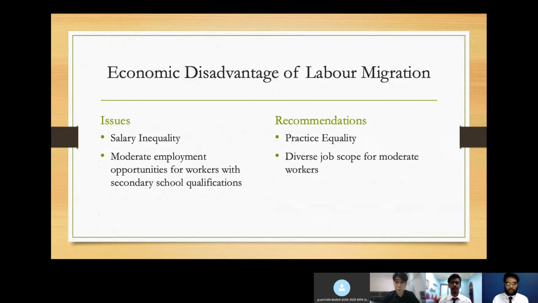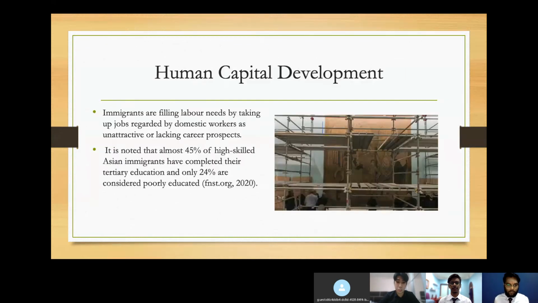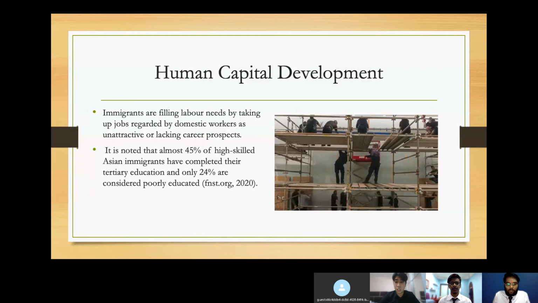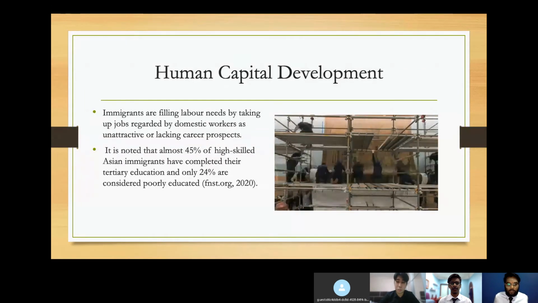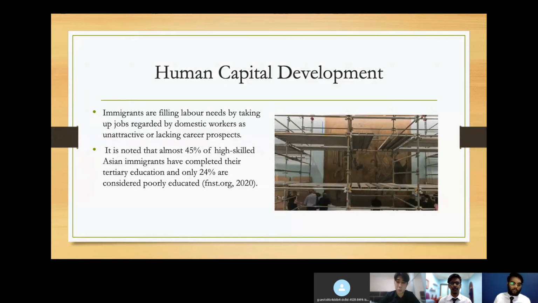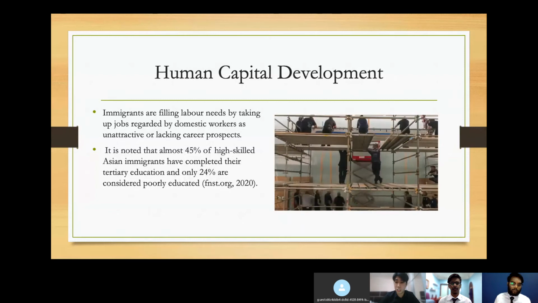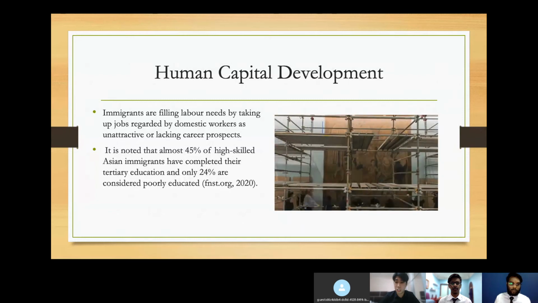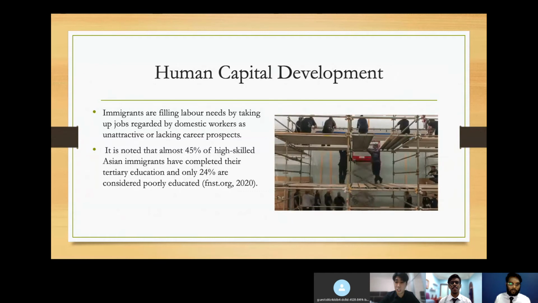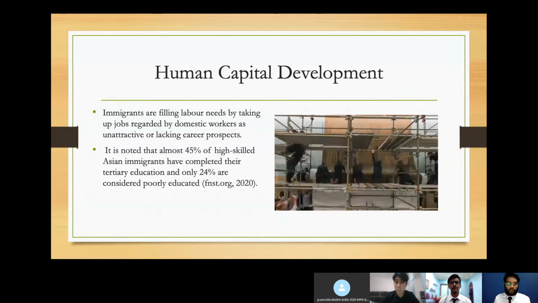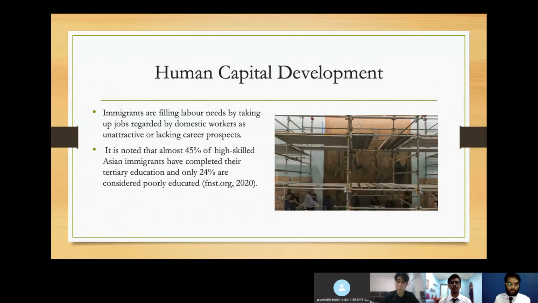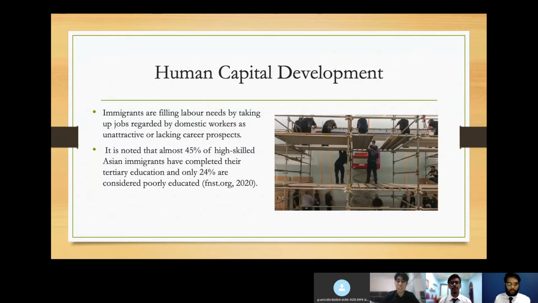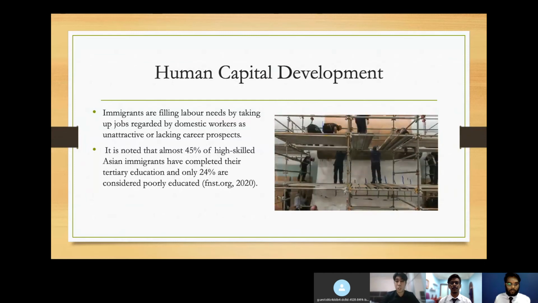The immigrants are filling labor needs by taking up jobs regarded by domestic workers as unattractive or lacking career prospects. For example, have you ever seen a local Malaysian working on a construction site? But the immigrants have fewer domestic opportunities for development and no one is going to do the hard work, so the immigrants may overcome the labor shortage.